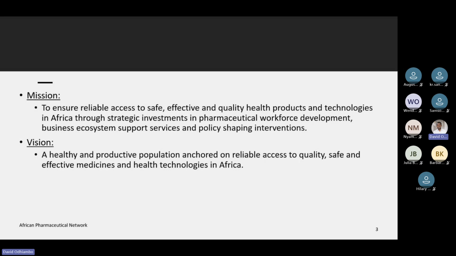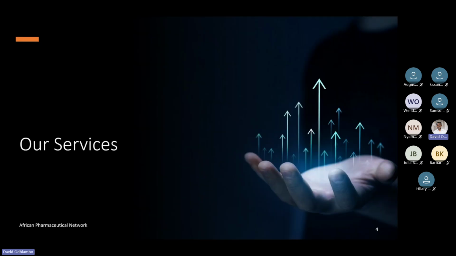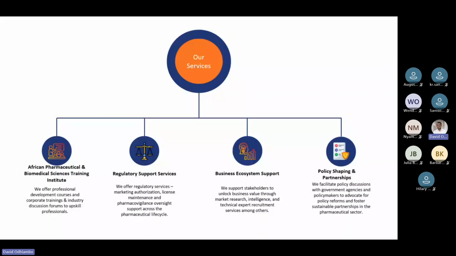If we do that and ensure there's a healthy and productive population in Africa, we will have succeeded in whatever we're doing. In terms of service streams, we have four specific ones. Our training institute for the training services that we offer, and regulatory support services, one of whose products is the regulatory intelligence that I'm telling you about, along with some key insights I'll be sharing from the material we already have. Then you have business ecosystem, from market research and market access to intelligence support from a commercial standpoint.